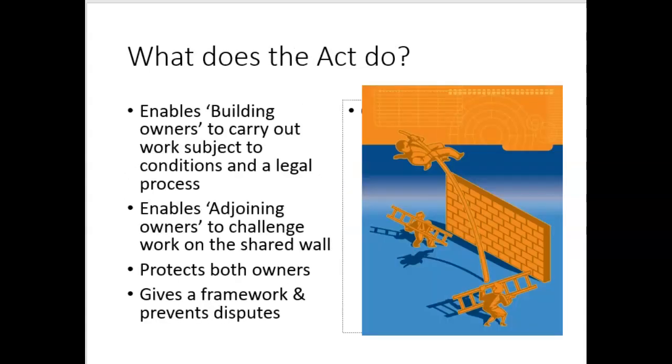So the Act enables owners to carry out work subject to the conditions of a legal process. It enables adjoining owners to challenge the work. It protects both owners and it gives a framework. One of the things to remember about this is, unlike planning, where people can appeal against it, this is a legal process. The surveyor is responsible to the Act, not the building owner. So you can't adjust what happens. It is a process which you must follow.